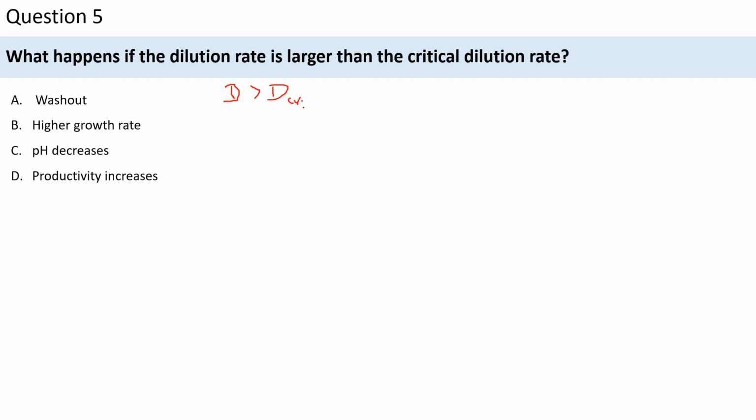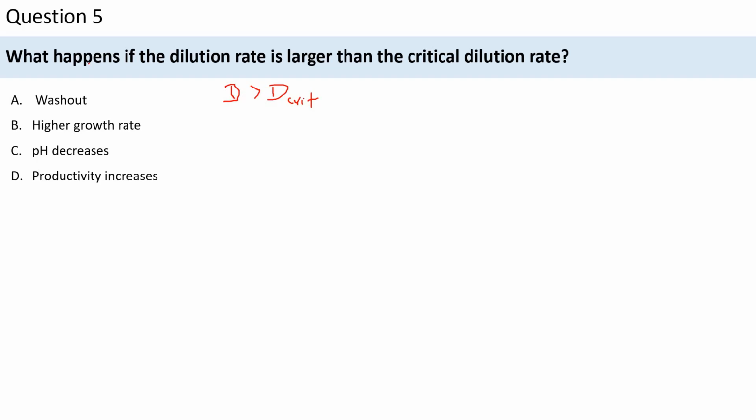Okay, wait, let me write. Critical is something that you shouldn't cross, that boundary at all. That's what they try to mean. It's a critical value that we shouldn't cross. But here the question is, what happens if we cross? We should know the operating condition, like if we are crossing that, what happens? So option A, washout. Option B, higher growth rate. Option C, pH decreases. Option D, productivity increases.